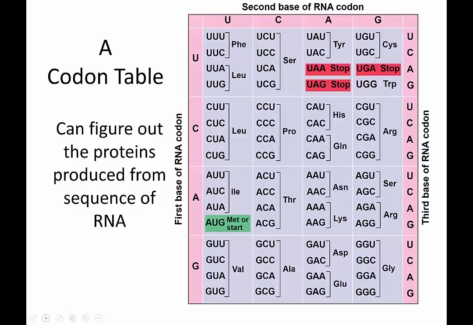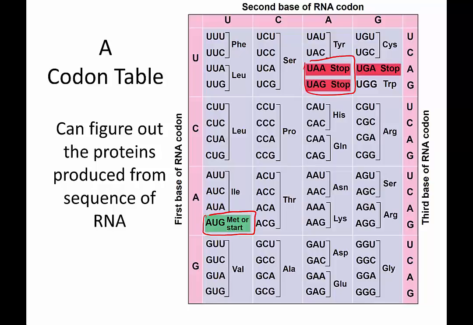So to interpret the code, we actually use a codon table. Remember, a codon is each of those 3 nucleotide pieces of RNA. And so a codon table allows us to figure out what proteins are produced from certain sequences of RNA. We talked about methionine, so this is our start codon. Methionine itself, though, is also an amino acid. And as you can see, methionine is coded by AUG. We also have our stop codons, which we talked about.